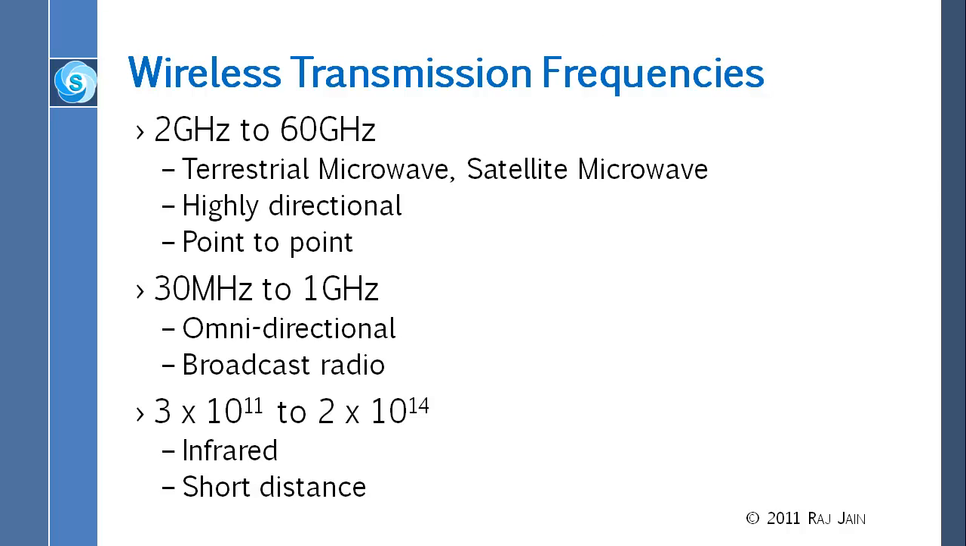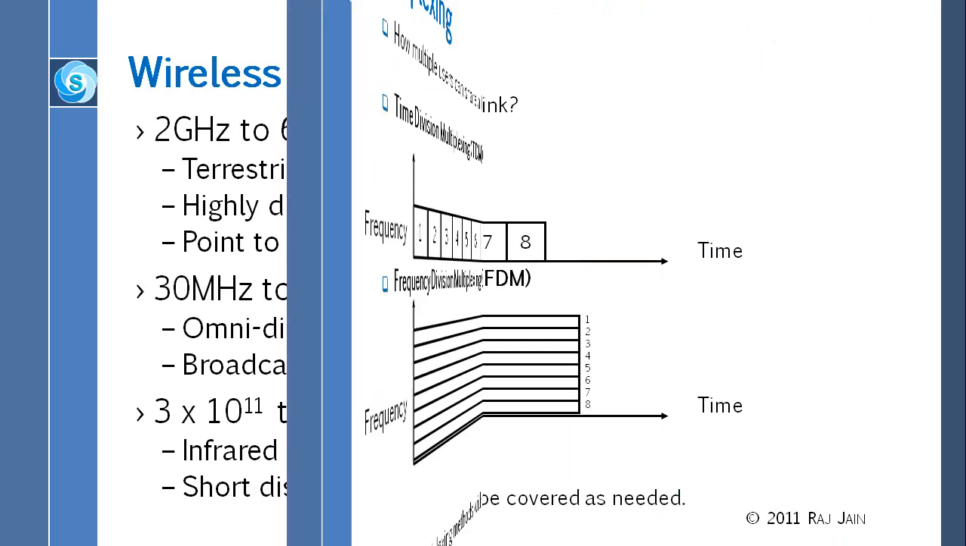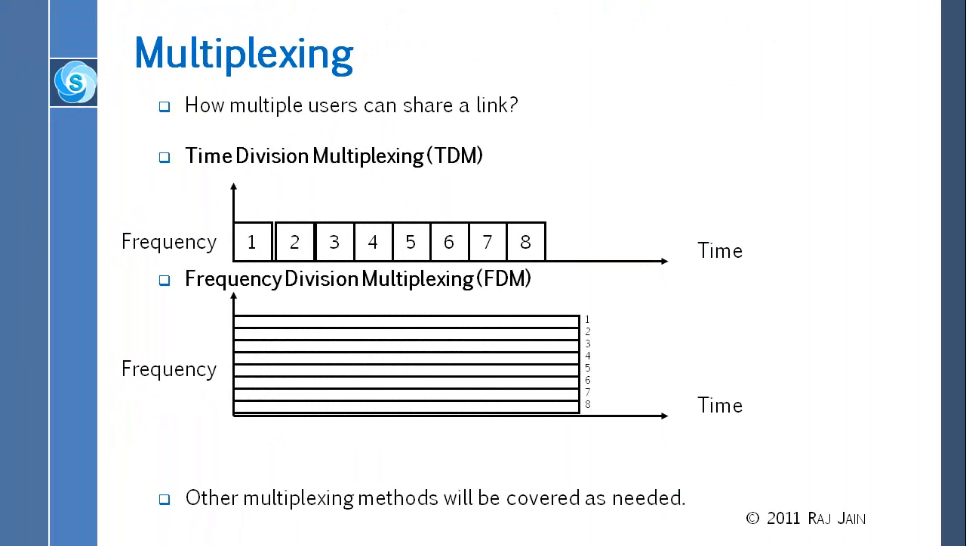Regardless of what media you have, if you have one wire between two cities, many people are going to share that wire. It doesn't have to be wire, even wireless, many people are going to share that link. So how do they share? That is called multiplexing. So one way is to time share. First user 1 sends something, then user 2, then user 3, 4, 5, 6, 7, 8. This would be called time division multiplexing, TDM.